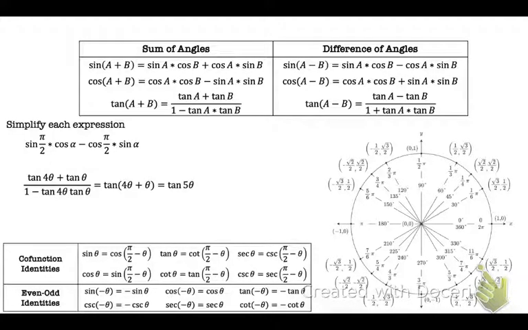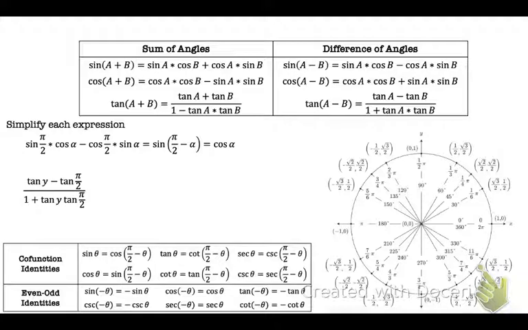Let's do this one. So sine of pi halves times cosine of alpha minus cosine of pi halves times sine of alpha. That is going to be sine of a minus b. So that's going to be sine of pi halves minus alpha, which, sine of pi halves minus an angle is just the same as cosine of that angle.